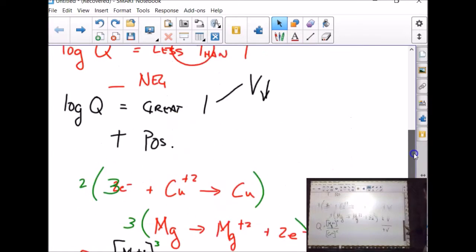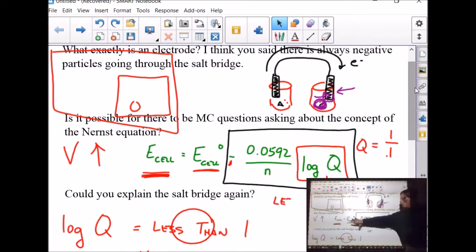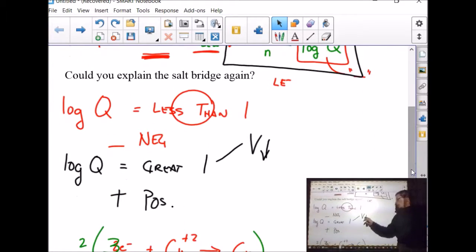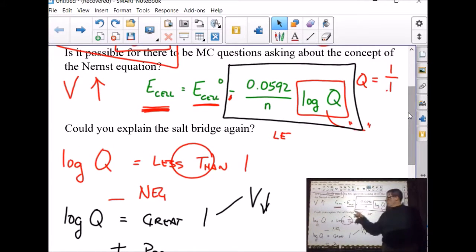So, yes, the concept about Nernst will be asked, but the math will not. So, again, if it's less than 1, that voltage is going up. If the voltage is greater than 1, then the voltage is going to go down. Okay. And then the last one, could you help explain the salt bridge again?